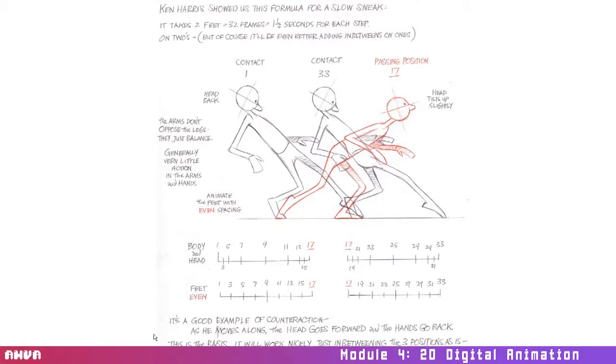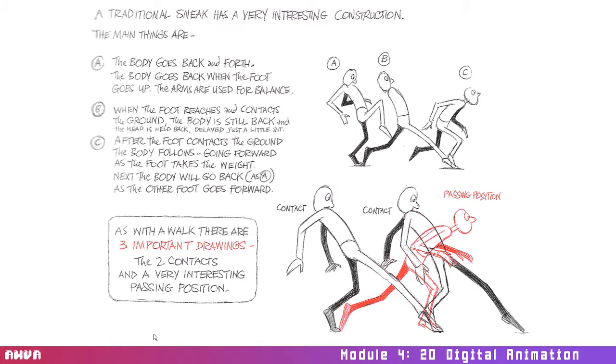It's a good example of counteraction. As he moves along, the head goes forward and the hands go back. This is the basics. This is the basis. It will work nicely just in between the third position, without adding any fancy bits to the interaction.